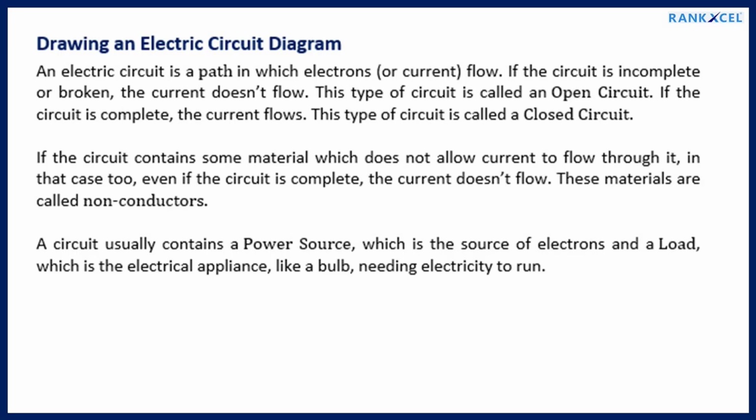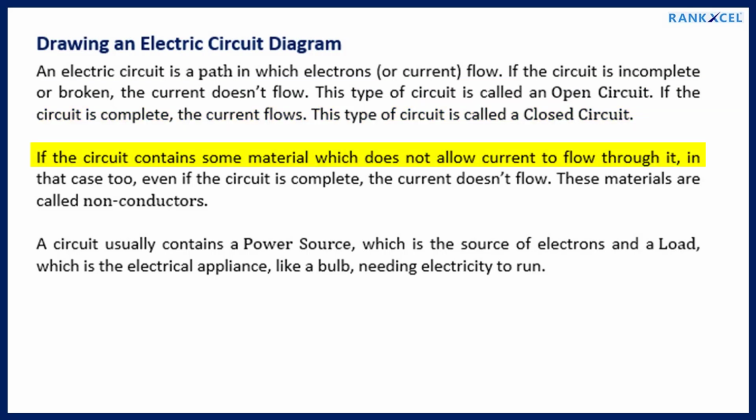Drawing an electric circuit diagram. An electric circuit is a path in which electrons, or current, flow. If the circuit is incomplete or broken, the current doesn't flow. This type of circuit is called an open circuit. If the circuit is complete, the current flows. This type of circuit is called a closed circuit.